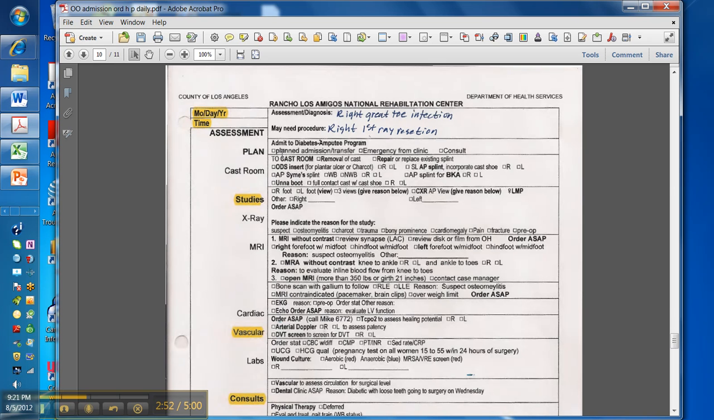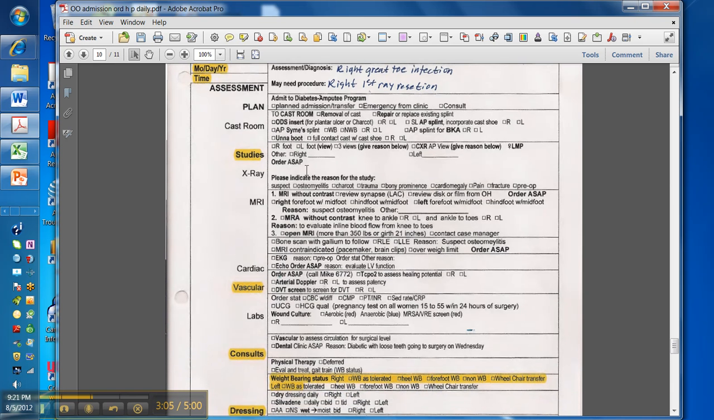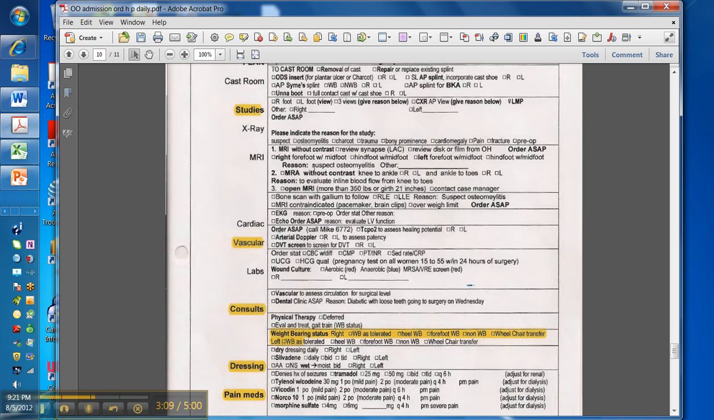Then they're going to be admitted to our service. Planned admissions are ones that are in the hospital. We can admit them as an emergency from clinic. We can order these studies. This is just to document what's been done.